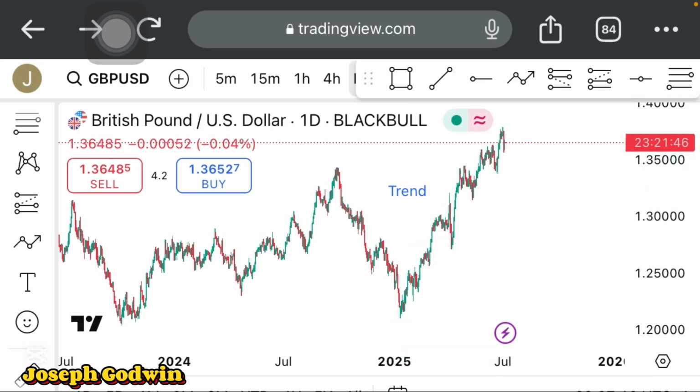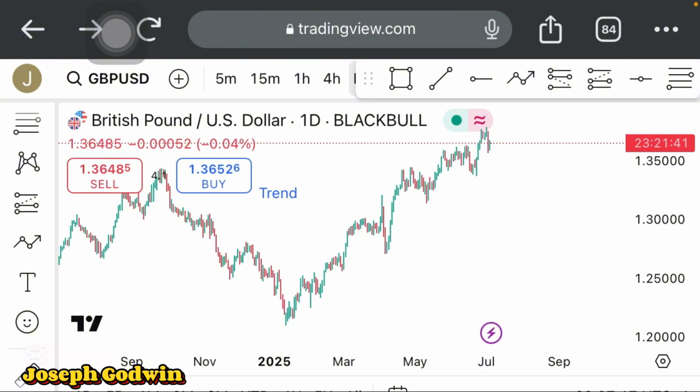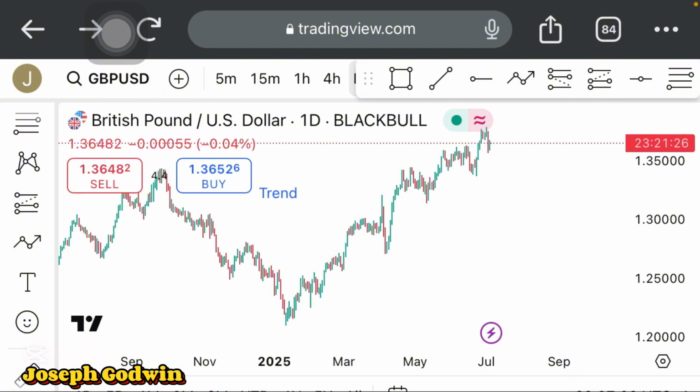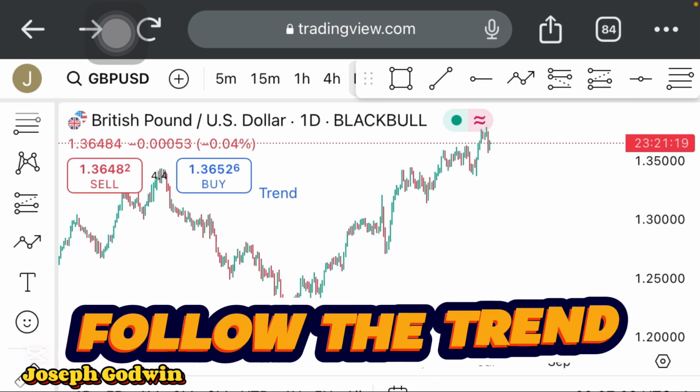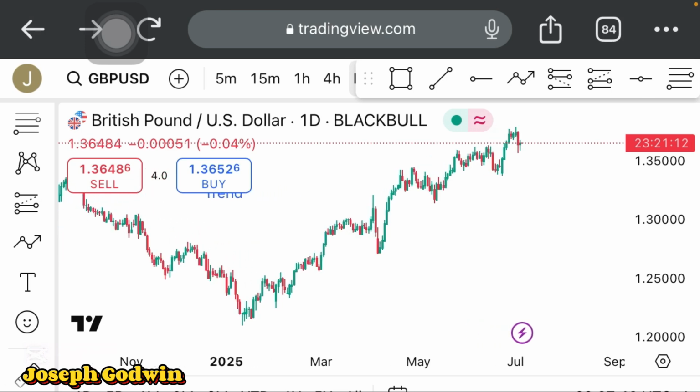Now with that said, since you know that this is an uptrend, what you are going to be looking for is to be buying, to start following the trend, because there is a popular saying that says trend is your friend. So if you want to make much money from this market, be it GBP/USD, XAUUSD, or any other currency pair, just follow the trend so that you can make maximum use of the opportunity the market will give you.